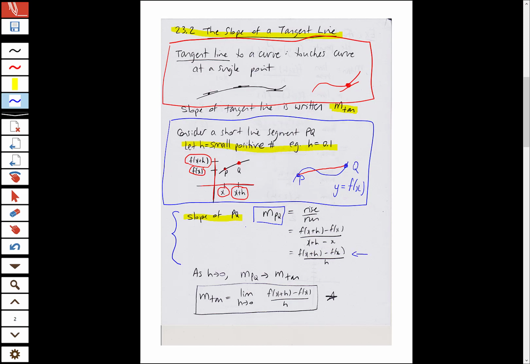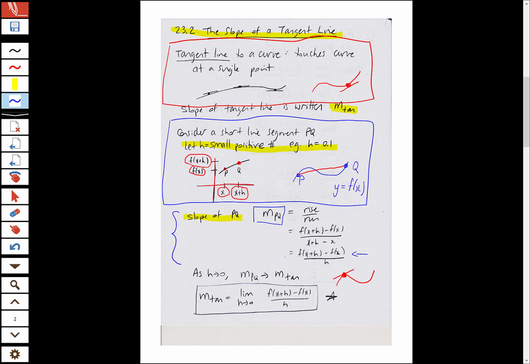Okay, so here's the idea. This is how we're going to bring the slope of the tangent line into the discussion. Let's imagine that we had a curve like this, and we want to talk about the slope of the tangent line at a certain point on that curve. So let's say at that point on the curve, we want to figure out the slope of our tangent line.